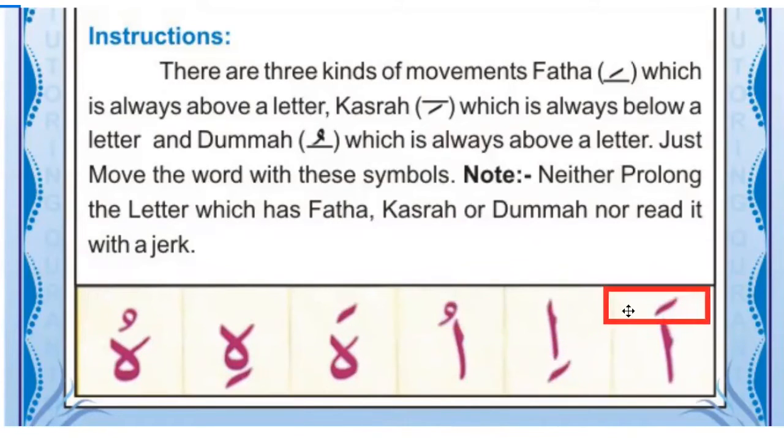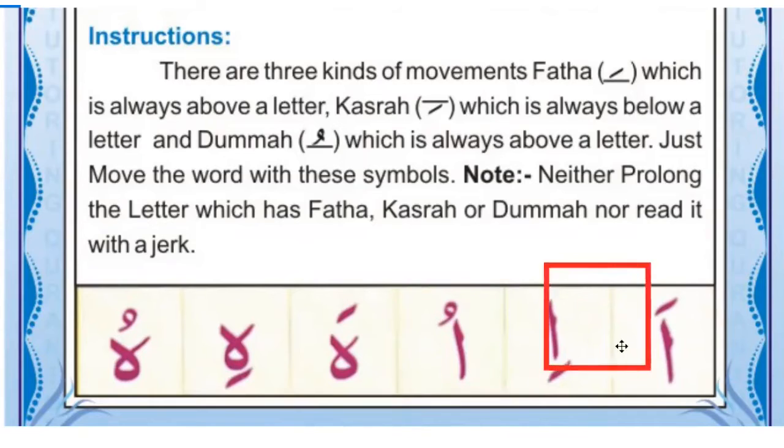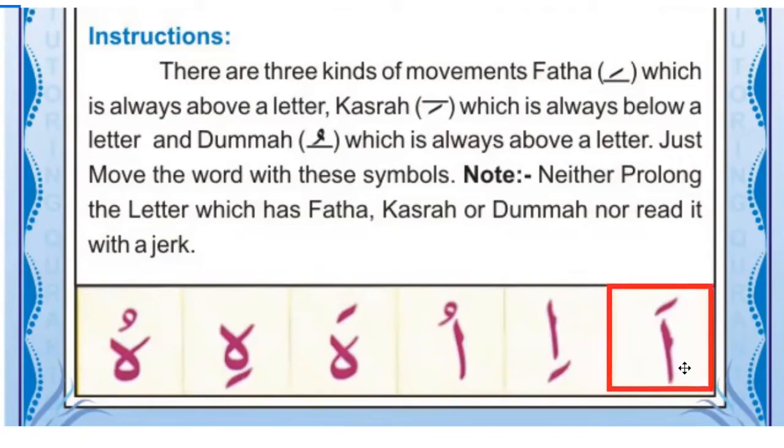Actually, they are the vowels of Arabic. They will give you the sound of vowels. How? Let's practice them. For example, the fatha will give you the sound of A, kasra will give you the sound of E, and dhamma will give you the sound of O, just like the letters of English. So we will practice it now and see how they produce the sound. But we have to know that we will not prolong the letter's sound, nor read it with a jerk.